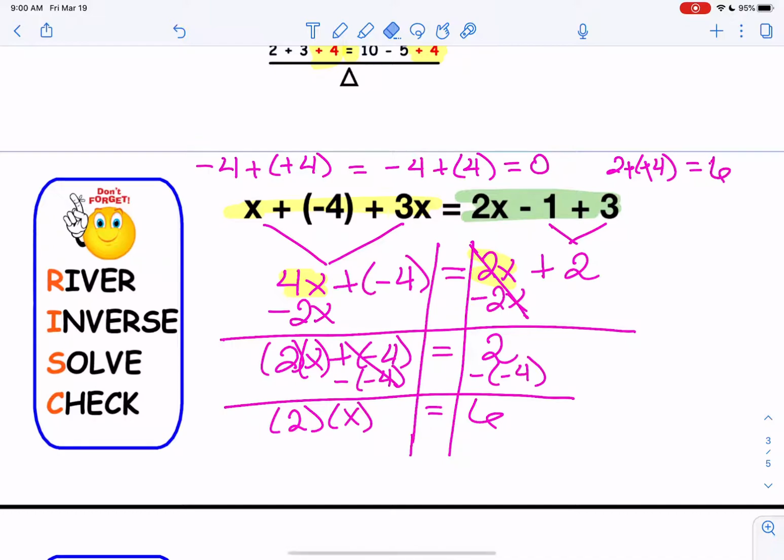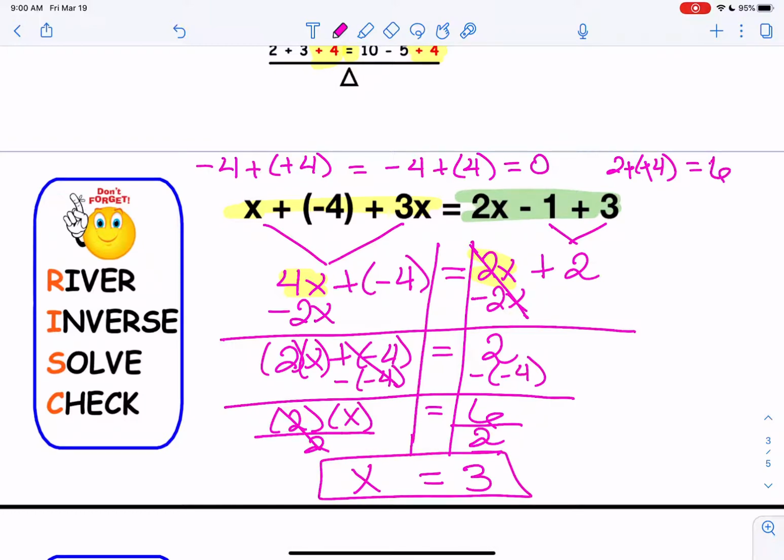Okay. Now we're just left with 2 times x equals 6. The opposite of multiplication is division, so I'm going to divide. 2 divided by 2 is 1. 1 times x is just x. And I'm left with x equals, but to keep our equation balanced, if I do it to one side, I have to do it to the other. 6 divided by 2, which is 3. And that's my answer, x equals 3.